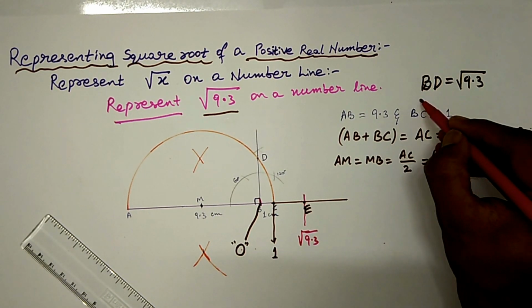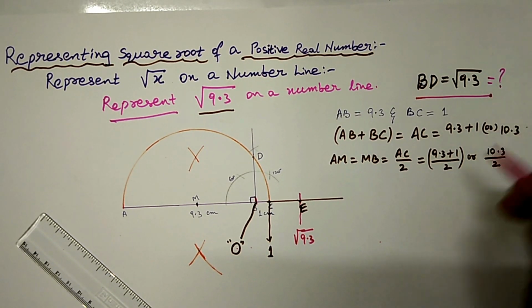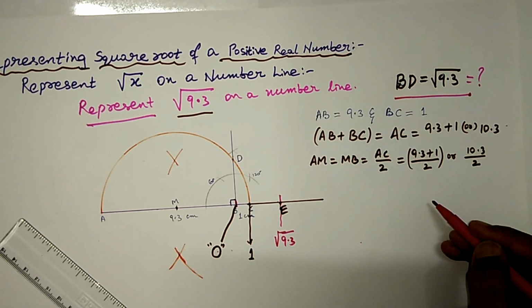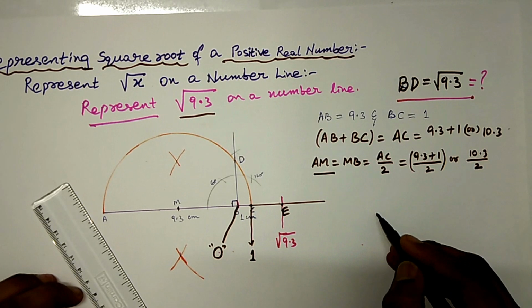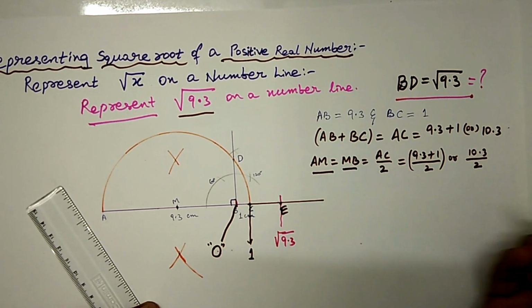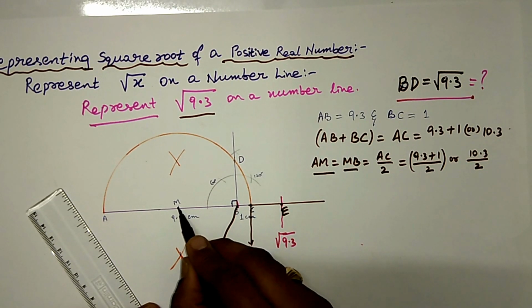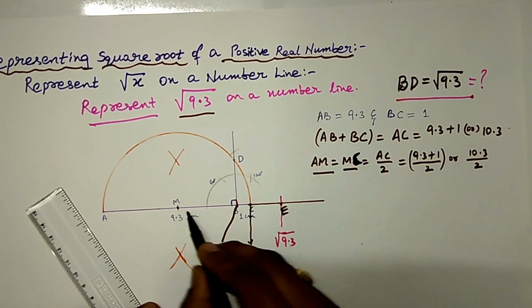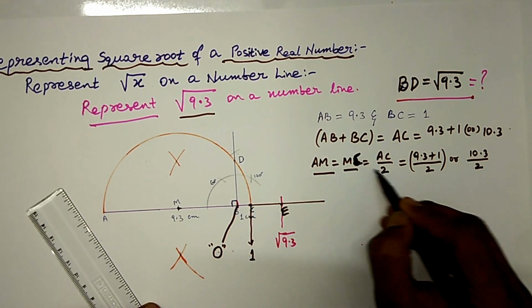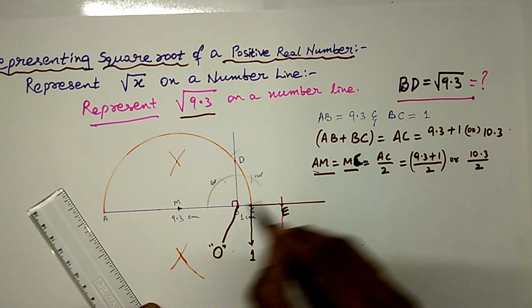But why is BD equal to root 9.3? This we are going to prove now. So here, watch: the length of AM I have, and MC is also there. It is MC, not MB. The length of MC, because half of AC is either AM or MC. I am sorry, I said B, it is MC from here to here.